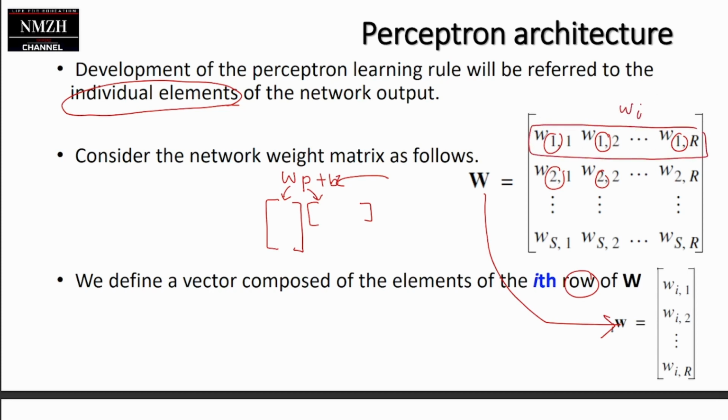Sorry for that. So this one goes here, meaning one by one. Okay, right. So we define the vector composed of the element rows of W as Wi1, Wi2, and so on. Okay.